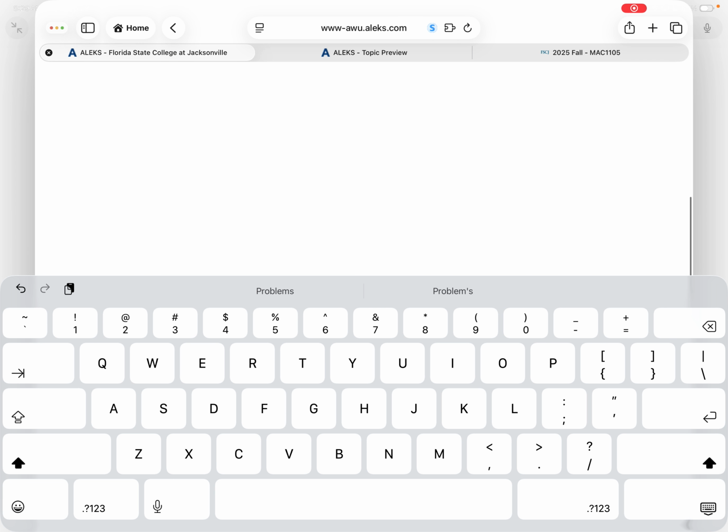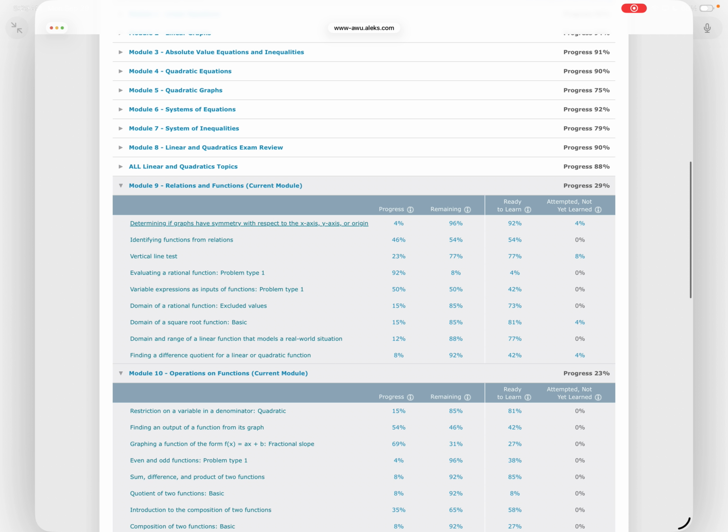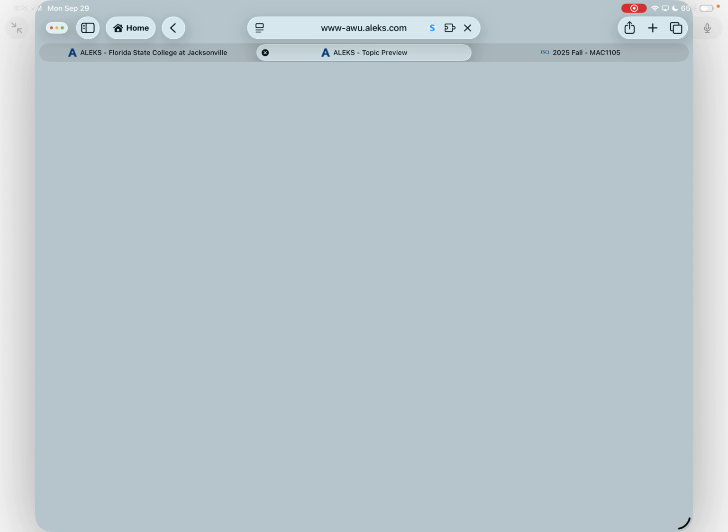All right, symmetry. So symmetry means that you can fold it and it matches up.